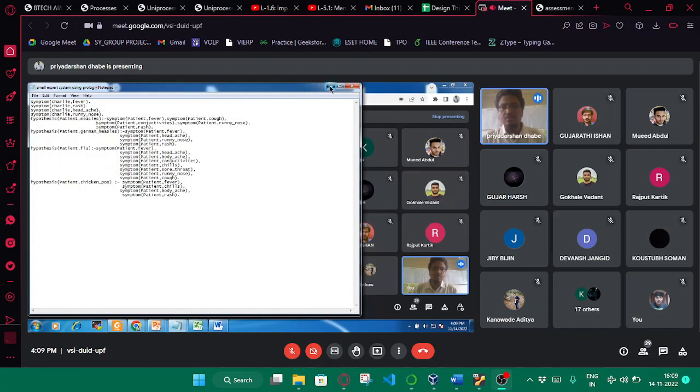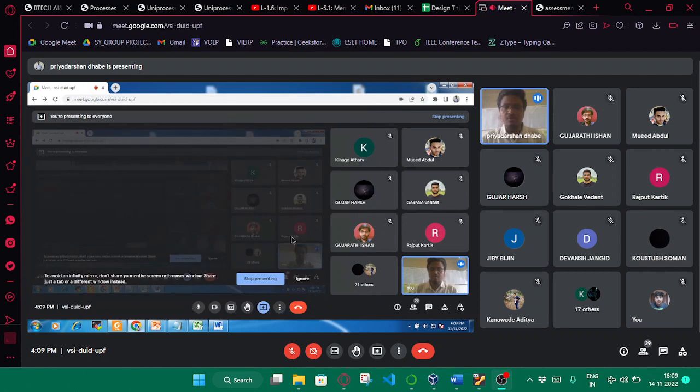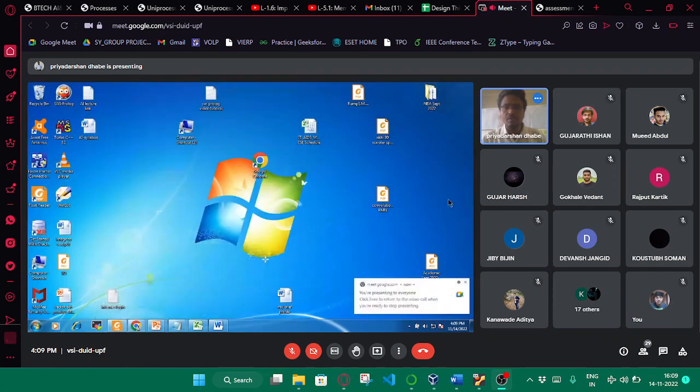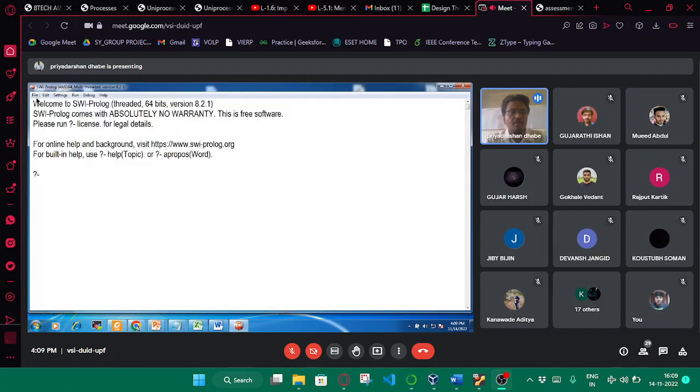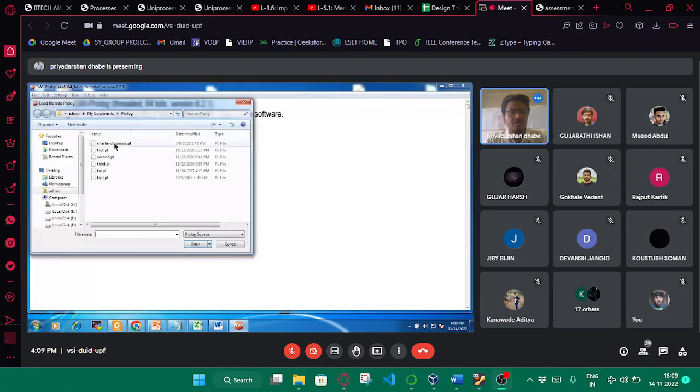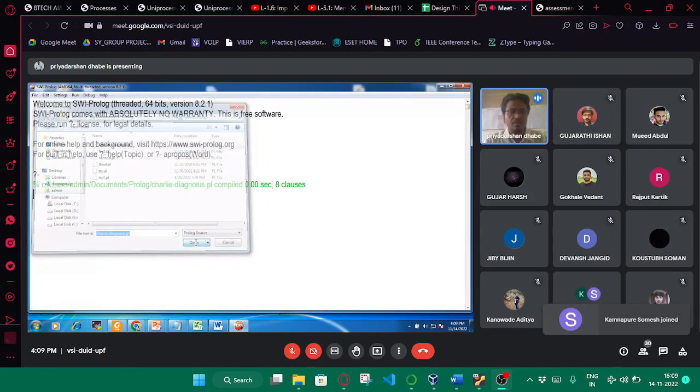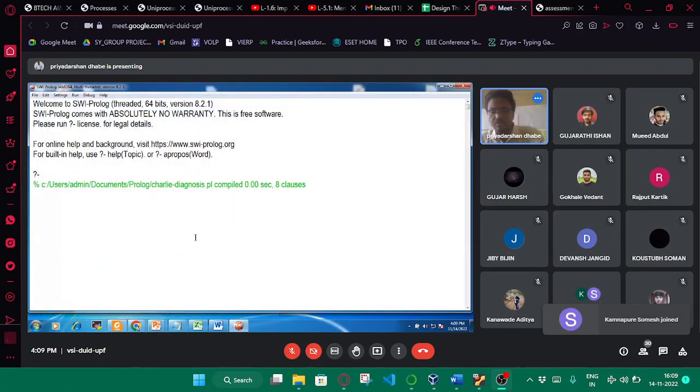Let us demonstrate one particular program. I hope that many of you have already downloaded SWI Prolog. I have already sent you the email about that. When you have installed SWI Prolog, you will get this kind of icon on your desktop. Double click it. Now I'm consulting the file charliediagnosis.pl. This is the file I have created. I will also open this file so that you can see it.